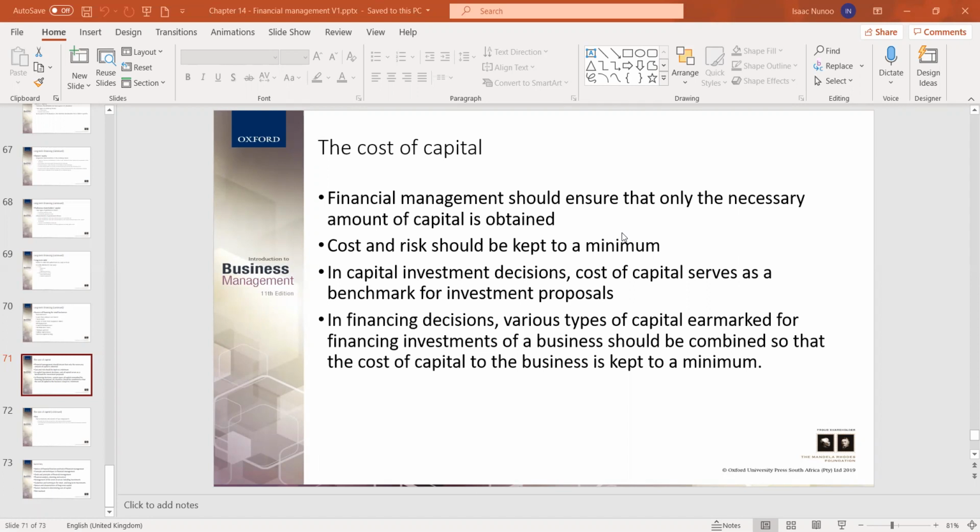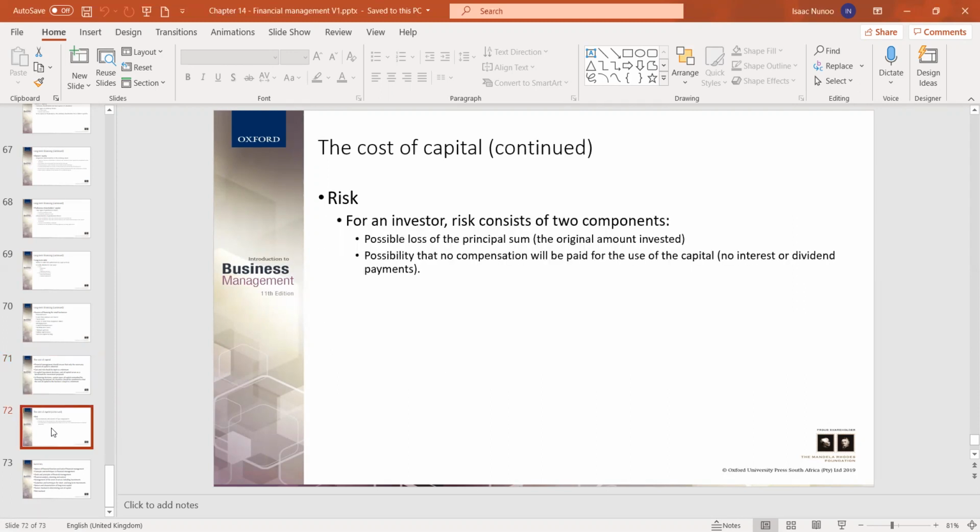The cost and the risk involved in keeping this capital should be kept at a minimum. In terms of capital investment decisions, the cost of capital serves as a benchmark for investment proposals. In financial decisions, the various types of capital earmarked for financing investment or for businesses should be combined so that the cost of capital to the business is kept at a minimum. That is all we are driving at.